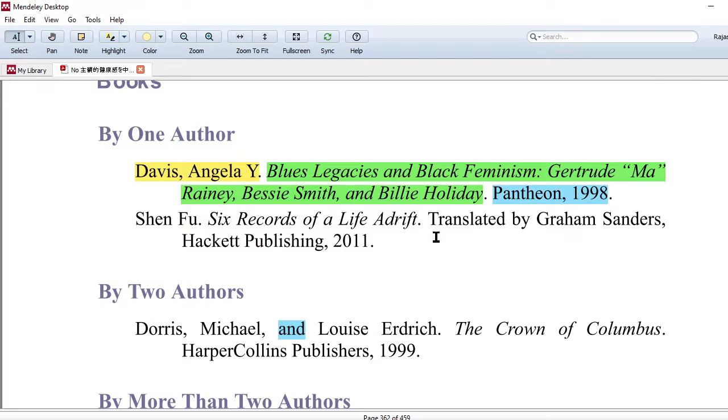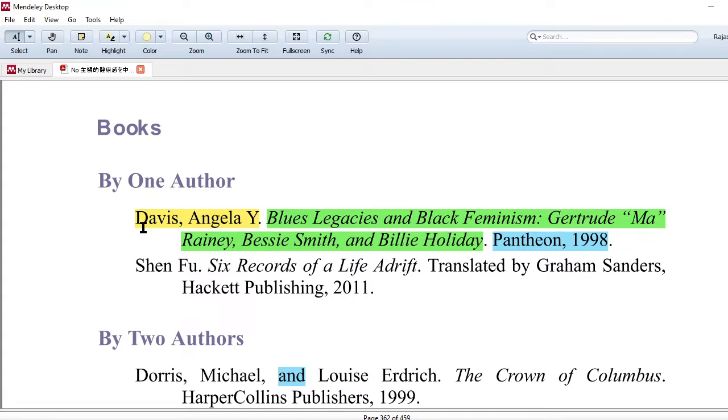First, let us see a single author book. You know very well, the second name of the author should come first. First name should come at the end. For example, her name is Angela Davis. So Davis comes first, Angela comes second. After this, there should be a full stop, because in the references, each and every component is very important. Please kindly make a note.